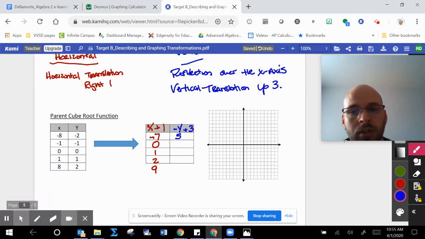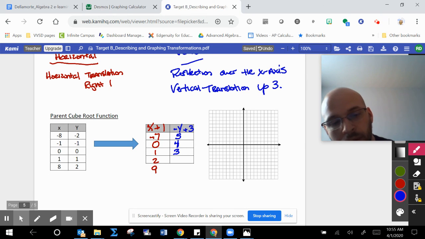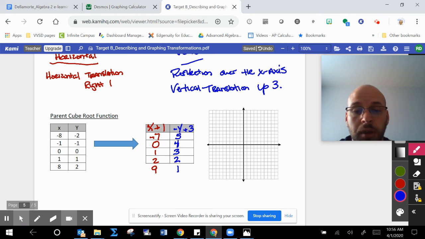Okay, same thing, so you can kind of follow along. Negative 1 times a negative would be a positive 1, plus 3 would be 4, right? 0 times a negative is still 0, plus 3 would be a 3. 1 times a negative would be negative 1, plus 3 would be 2. And then last but not least, negative times 2 is negative 2, plus 3 would be 1, right? And then I can just plot those points.